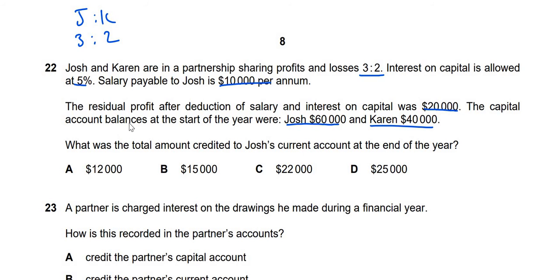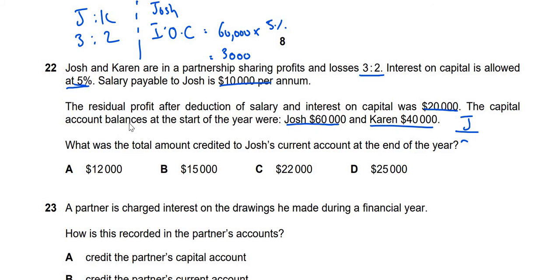So look, what was the total amount credited to Josh's current account? So look guys, basically how much money Josh earns we have to find out. First of all, Josh earns interest on capital. Let me write all the working over here. Josh, interest on capital, which is actually 60,000 multiplied by 5%, because interest on capital is 5%, so he earns 3,000 from interest on capital plus salary. Salary is how much? It's 10,000.